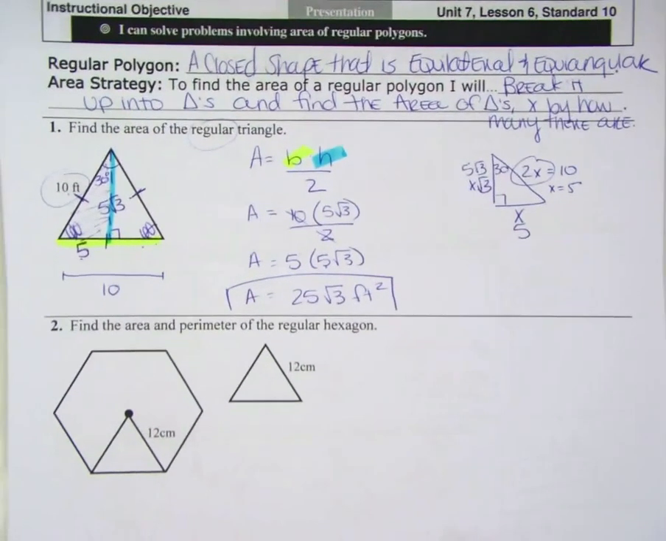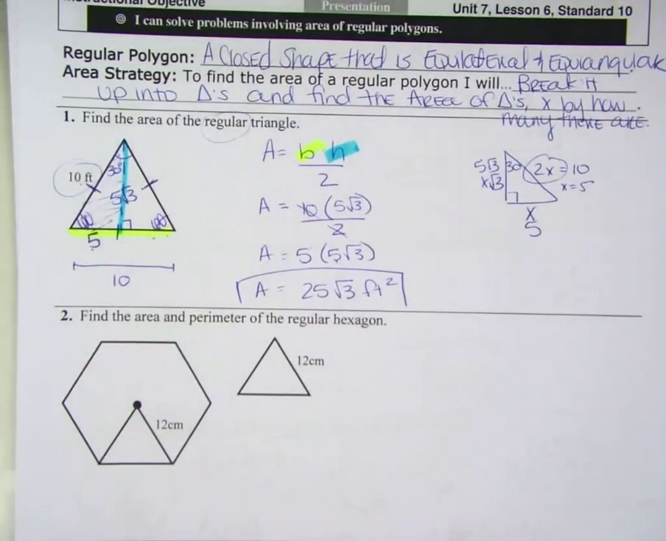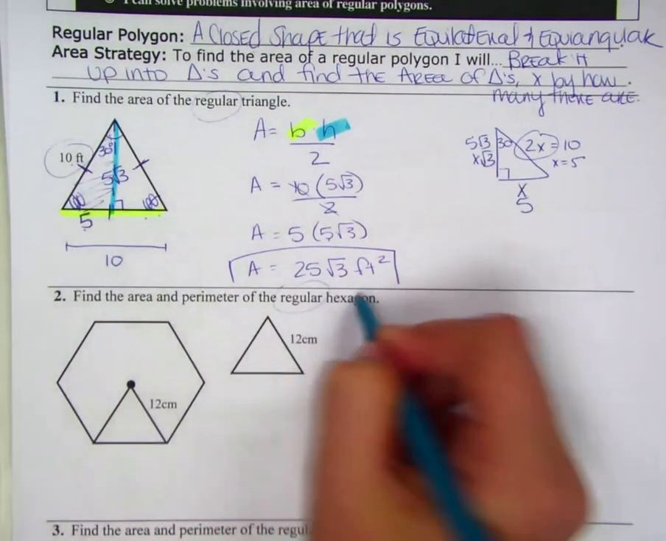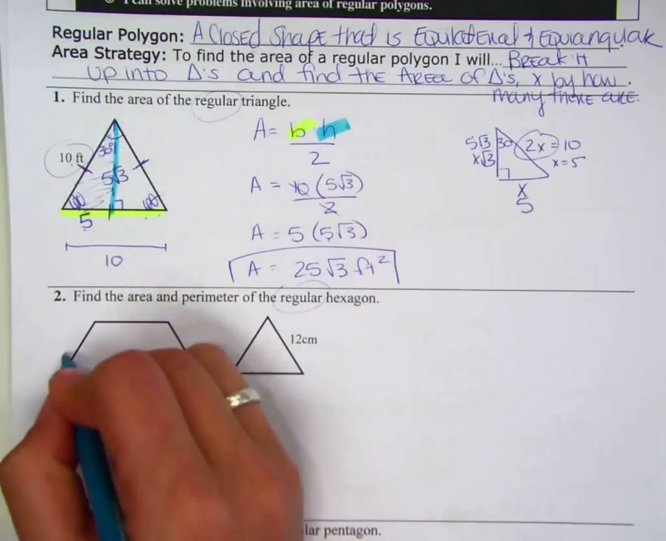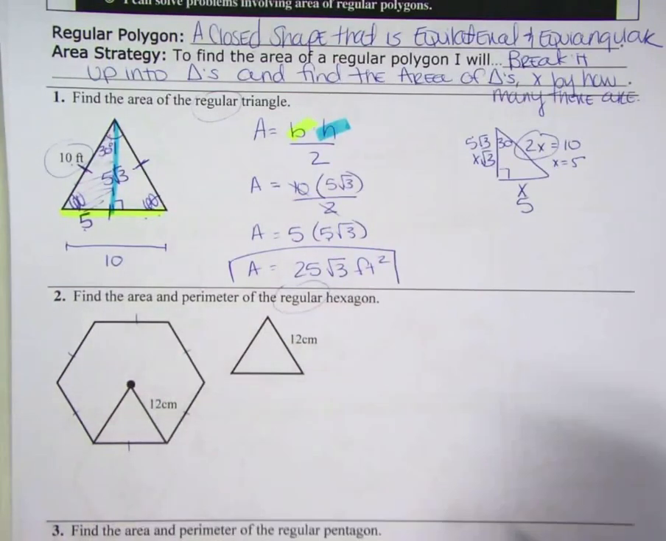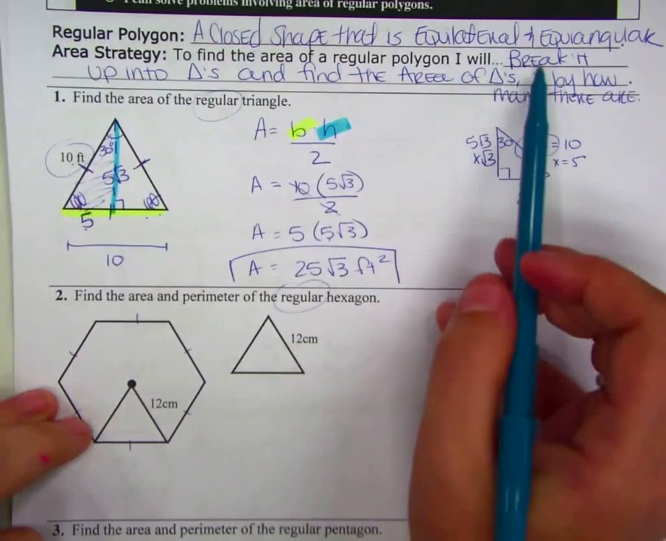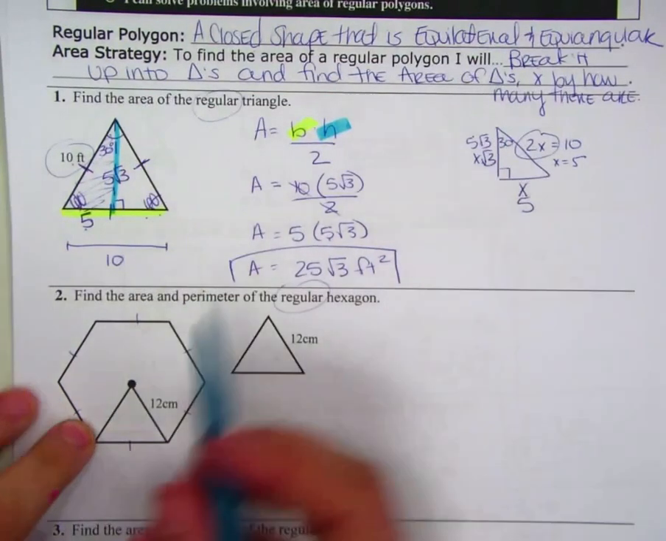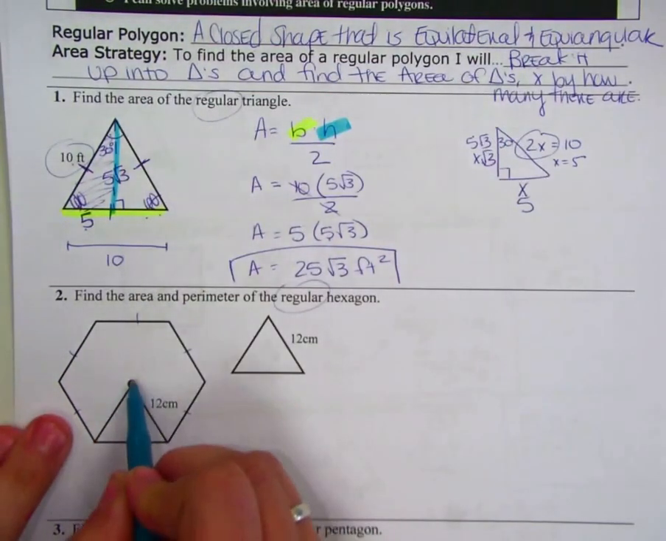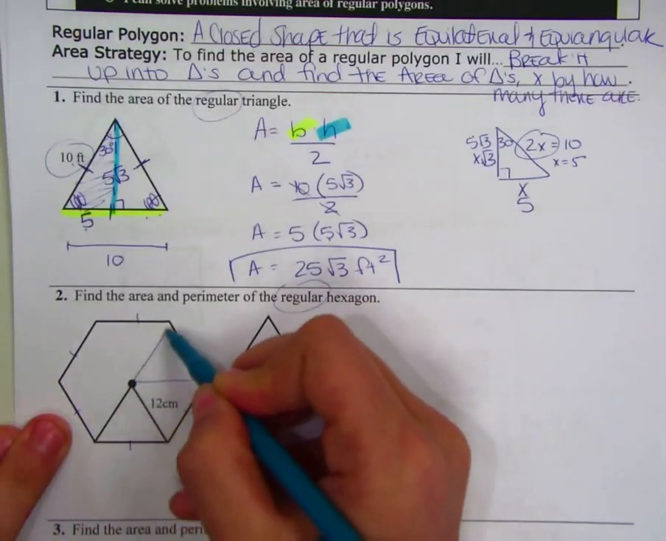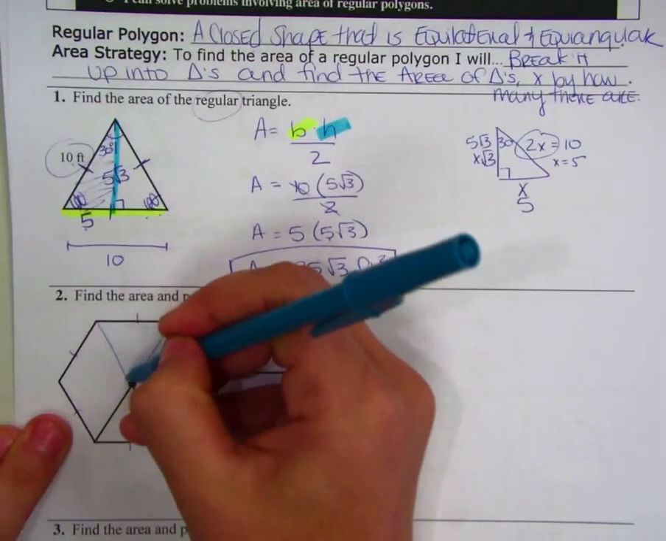So, number 2, the more difficult one. We're going to find the area and perimeter of the regular hexagon. So that means all these sides are congruent, and I'm not going to mark up the angles just yet. We're going to break it up into triangles. So take a moment. We're going to go from this center out to each of the vertices.